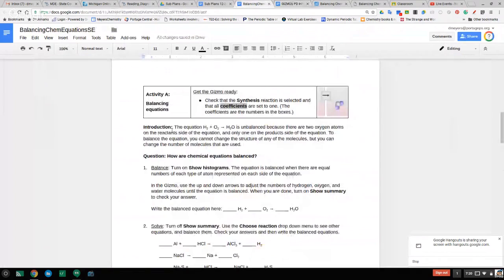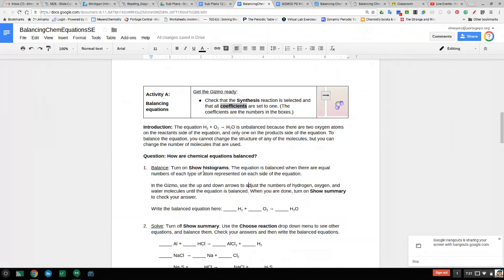Okay. So the intro, the equation H2 plus O2 yields H2O is unbalanced because there are 2 oxygen atoms here on the reactant side, but there's only 1 on the product side. So that's not equal. We have to fix it. To balance it, you cannot change the structure of any molecules, which means you cannot change the subscript. But you can change the number of molecules that are used, and that's where the coefficients come in. Okay, that term up here, coefficients. That's what we can change.